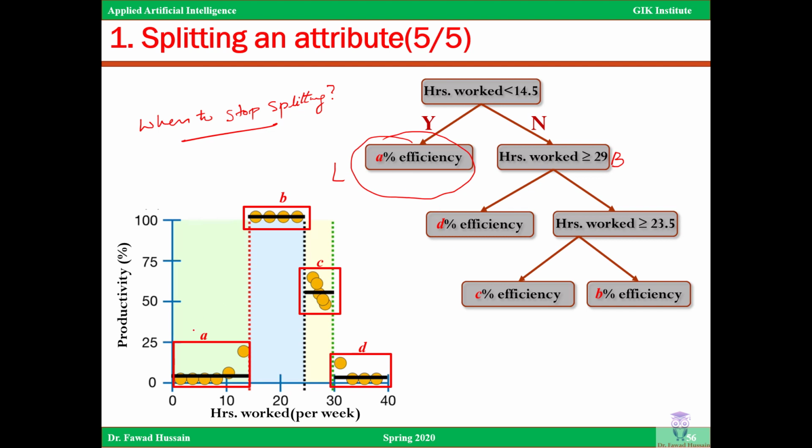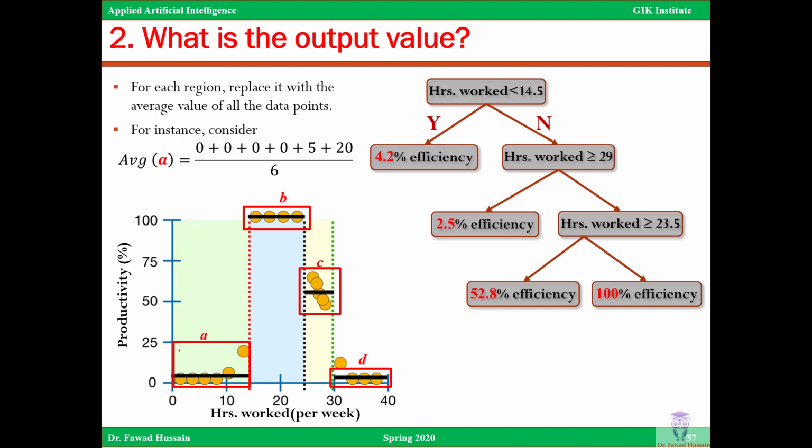So this is region A, which corresponds to this part, B here corresponds to this part, C corresponds to this part, and D here corresponds to this part. So the next step is having a value that is representative of this entire region, and for that we use the simple average. In this case we have 0, 0, 0, 0, 5 and 20. So 1, 2, 3, 4, 5, 6. There are 6 values. So 0 plus 0 plus 0 plus 0 plus 5 plus 20 divided by 6, and this is going to give me 4.2, and this is how we arrived at this 4.2 value.